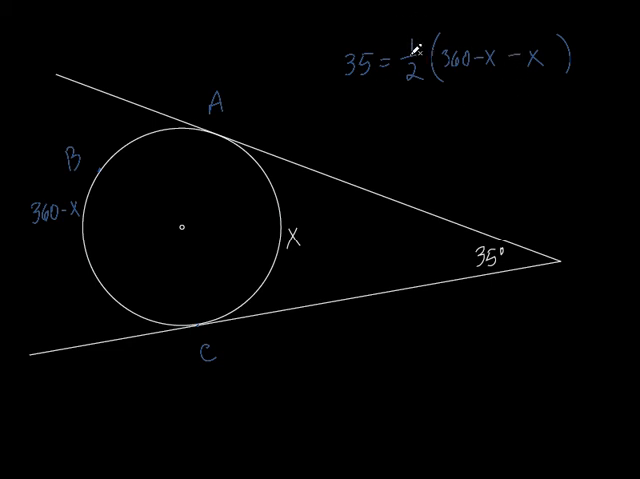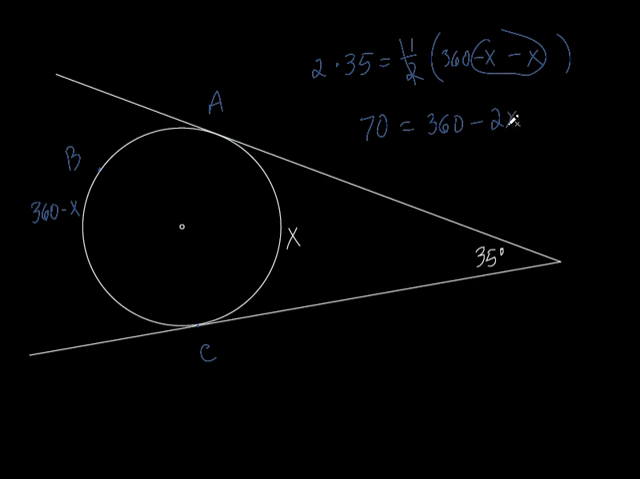Watch this. This is the easiest way to do it. Get rid of the half. Multiply by 2. All right, so that's 70 equals. Let's do this. Let's add some like terms right here. So I've got 360, what? Minus, what's negative x minus x? It's minus 2x. All right, so that's what you have to know.